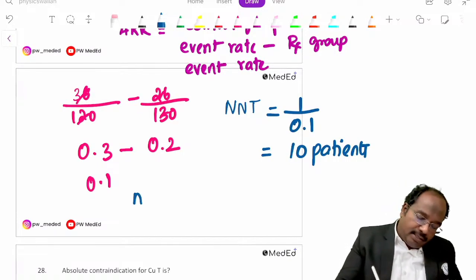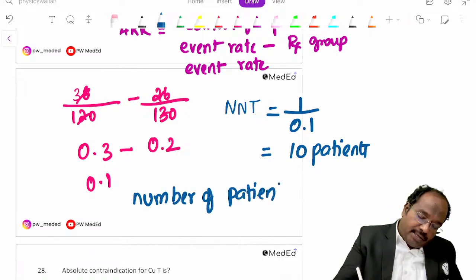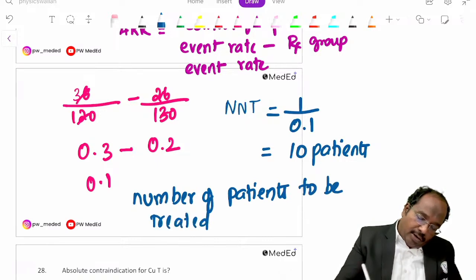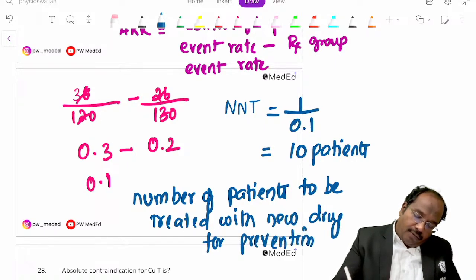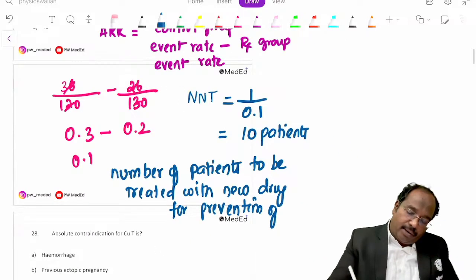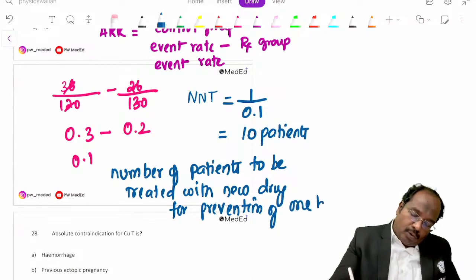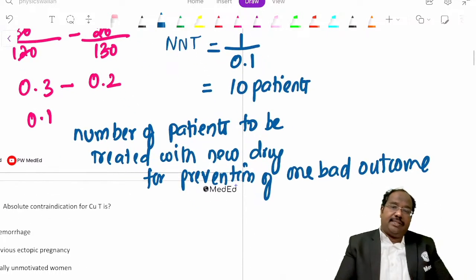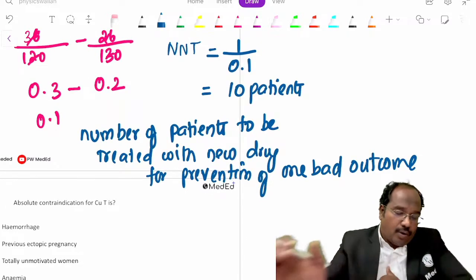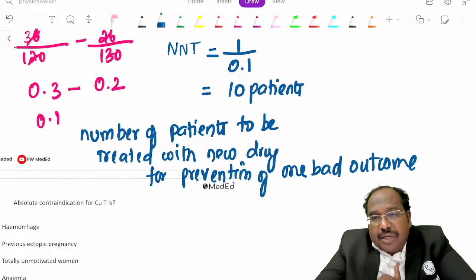What does NNT mean? NNT means number of patients to be treated, okay, with the new drug for prevention of one bad outcome. Okay, this is NNT, guys. Number of patients to be treated with a new drug for prevention of one bad outcome.